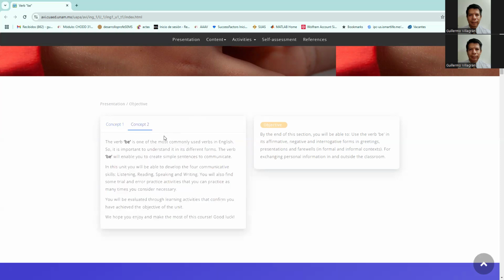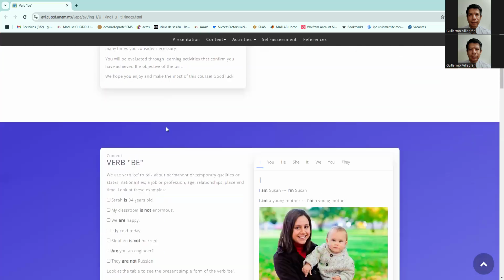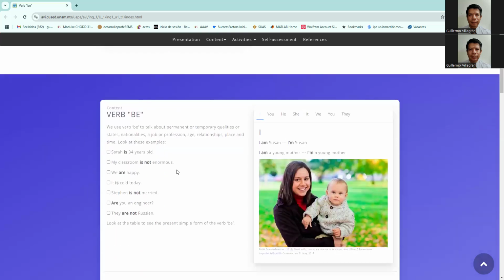Well, the verb to be is one of the most commonly used verbs in English. With the verb be, you will be able to create simple sentences to communicate. We have this verb be to talk about permanent or temporary qualities or states, nationalities, a job or profession, age, relationships, place, and time. Okay, let's see these examples.